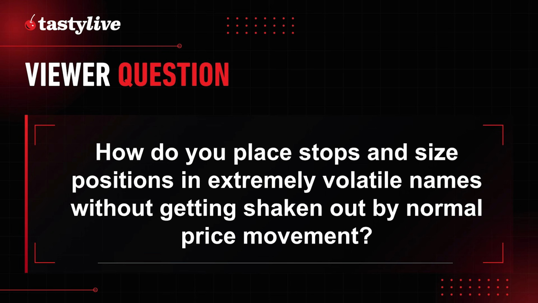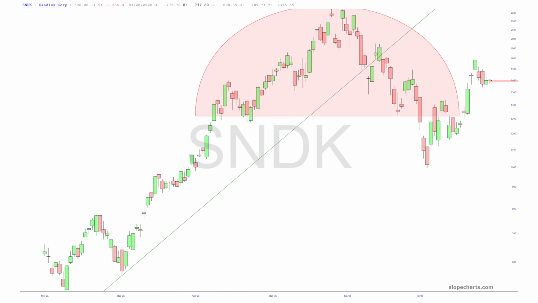And the last of this group is how do you place stops and size positions in extremely volatile names without getting shaken out by normal price movement? Getting back to the risk management question, it's just a much smaller position. So taking, for example, SanDisk, SNDK, SanDisk is clearly a volatile issue. It went up thousands and thousands, maybe even tens of thousands of percent over the span of a year. It's an enormous gainer, very wild stock. And I just look at the stop loss and measure it and set the size accordingly.